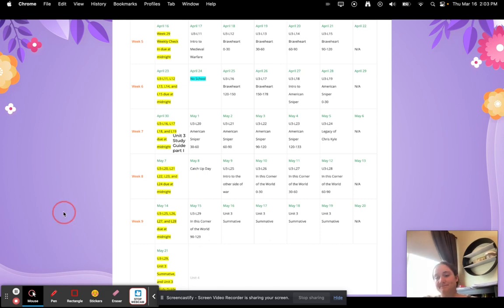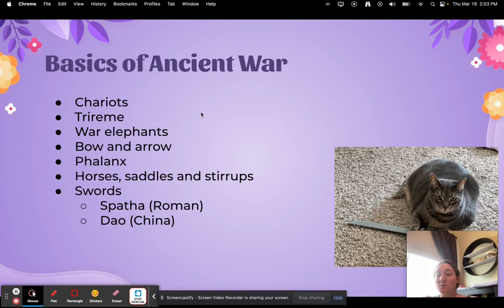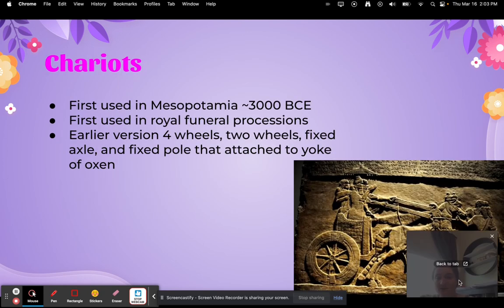That's okay. All right, so what we're going to do now is we're going to talk about the basics of ancient war. Now, there are a million things, and million is probably not an understatement in this. To talk about the ancient war, I'm just going to talk about some of the more popular weapons or unique weapons during that time. So I'm sorry, I'm skipping a lot of stuff, but that's okay.